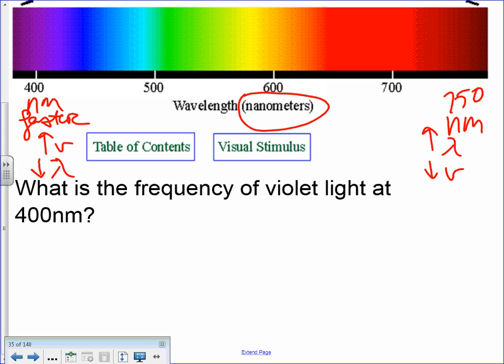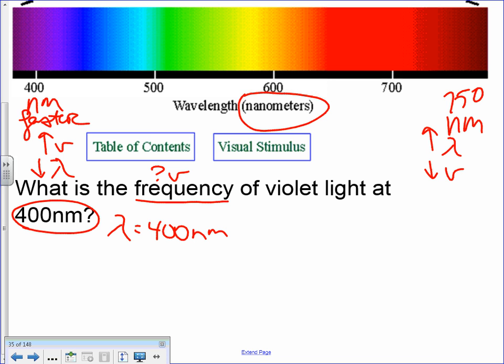Okay, so since we're focusing on light now, I want you guys to tell me how we can use this formula to solve for one variable given the other one. What is the frequency? So what am I looking for? What variable? V. So what is the frequency of violet light at 400 nanometers? All right, so we know that we're given this. This is our given. Wavelength is 400 nanometers.